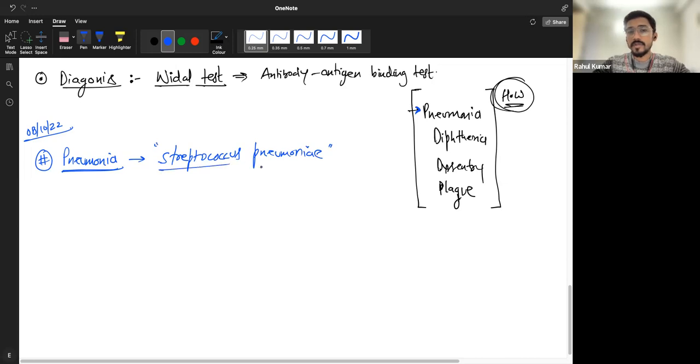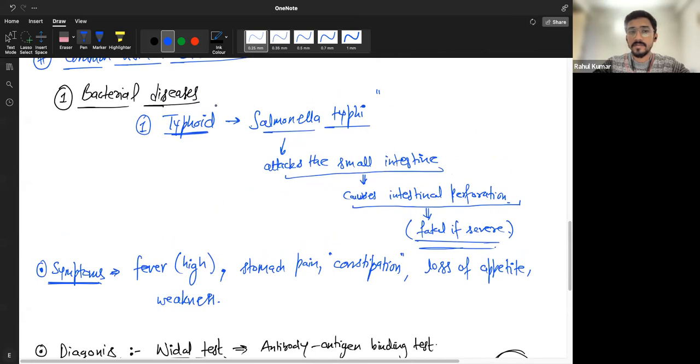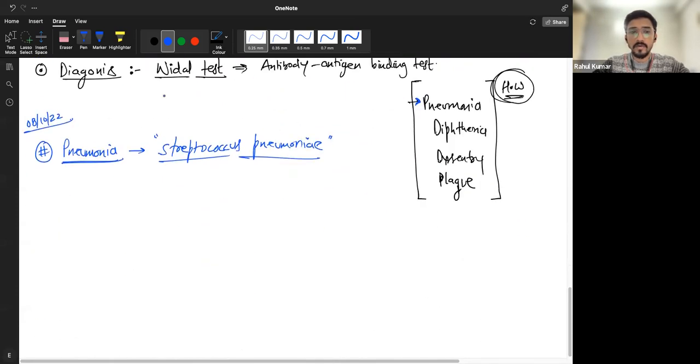You also studied that in the case of typhoid, the name of the bacteria, typhi, causes the disease typhoid. Pneumoniae causes the disease pneumonia. But it's not the only agent that can cause pneumonia. There's another bacteria called Haemophilus influenzae.